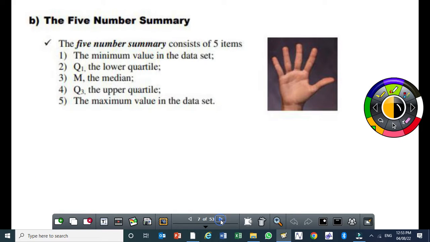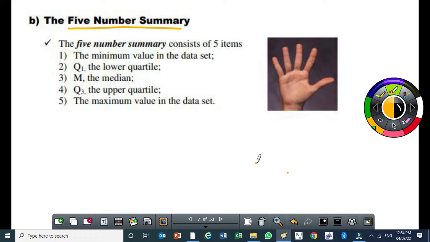Then, with any data set, there are 5 values that are extremely important. Those 5 values we call the 5-number summary. The 5-number summary is made up of the minimum value, the lower quartile, Q2, which is the median or the middle quartile, your upper quartile, Q3, and then the last one, your maximum value. Make sure you are familiar with this 5-number summary.